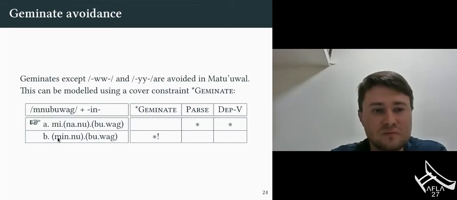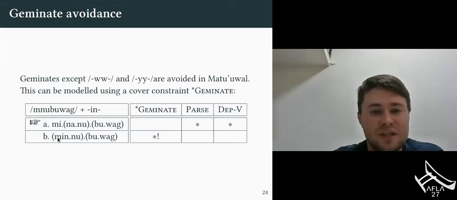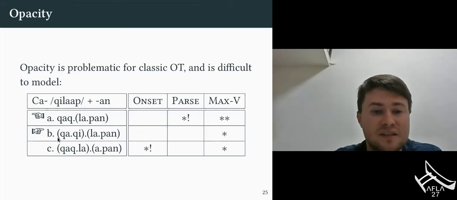Now, gemination, though, is pretty easy to avoid with just a star geminate constraint. So that part OT takes care of really well. The biggest problem would be opacity, right? So when we have some sort of interaction between the different alternation rules, and here we arrive at a wrong conclusion based on the rankings that we determined through previous steps.